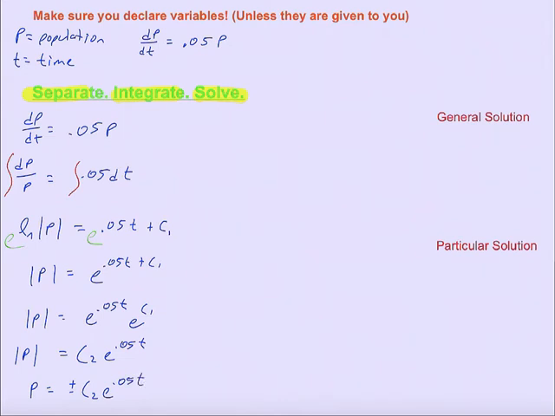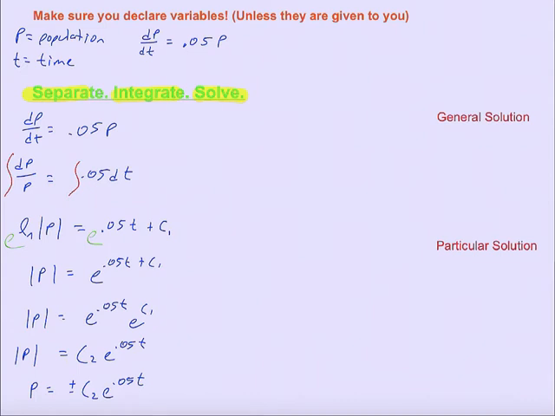So I'm going to write that as P equals plus or minus C times e to the 0.05t. But that plus or minus is kind of silly, because we're talking about the population of a town that starts as a positive number. And if it's growing, or really even if it's shrinking exponentially, it's never going to become a negative number. So that plus or minus C2 is really silly to call it that. It's going to be a positive number.